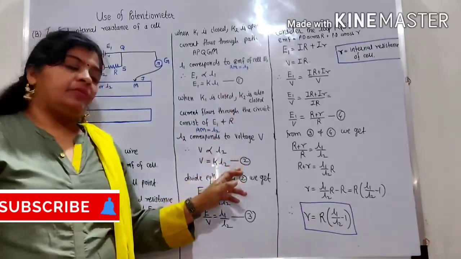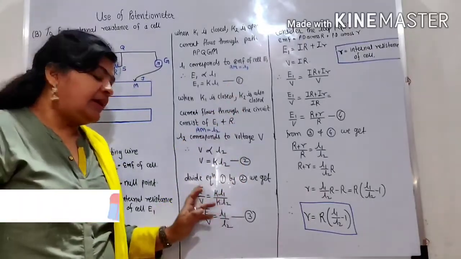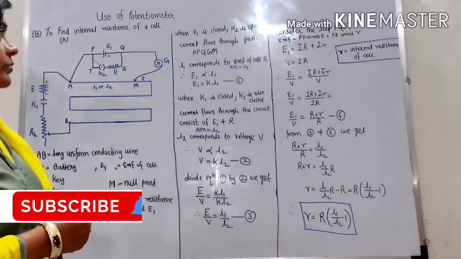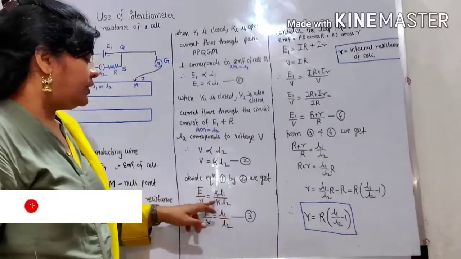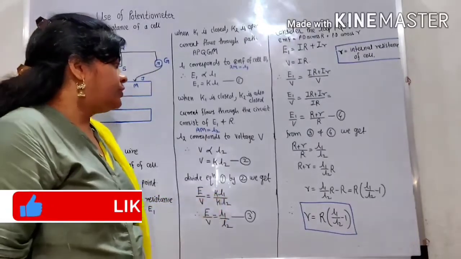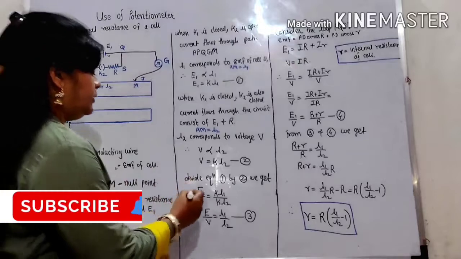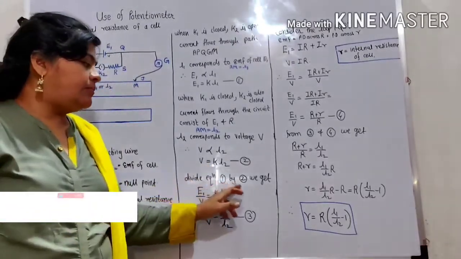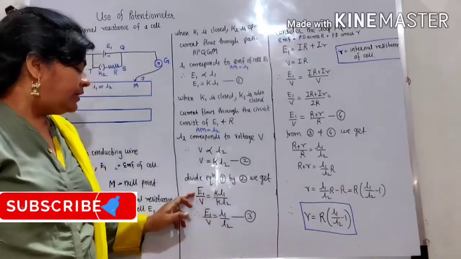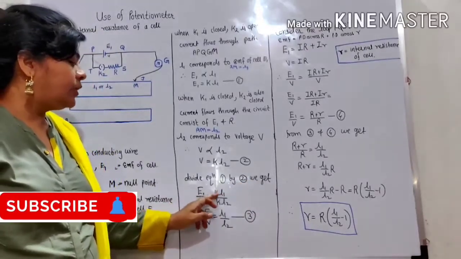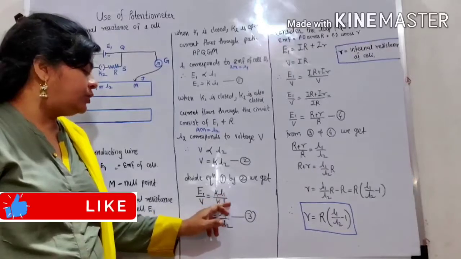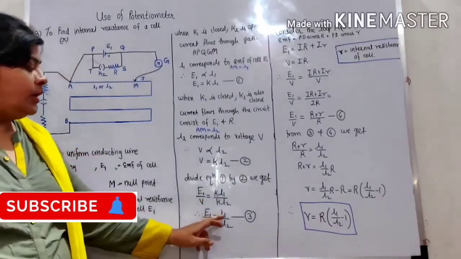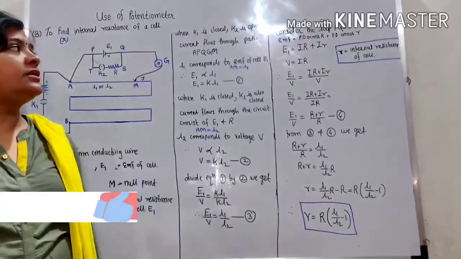Divide equation number 1 by 2. We get E1 upon V is equal to K L1 upon K L2. K gets cancelled. E1 upon V is equal to L1 upon L2, equation number 3.